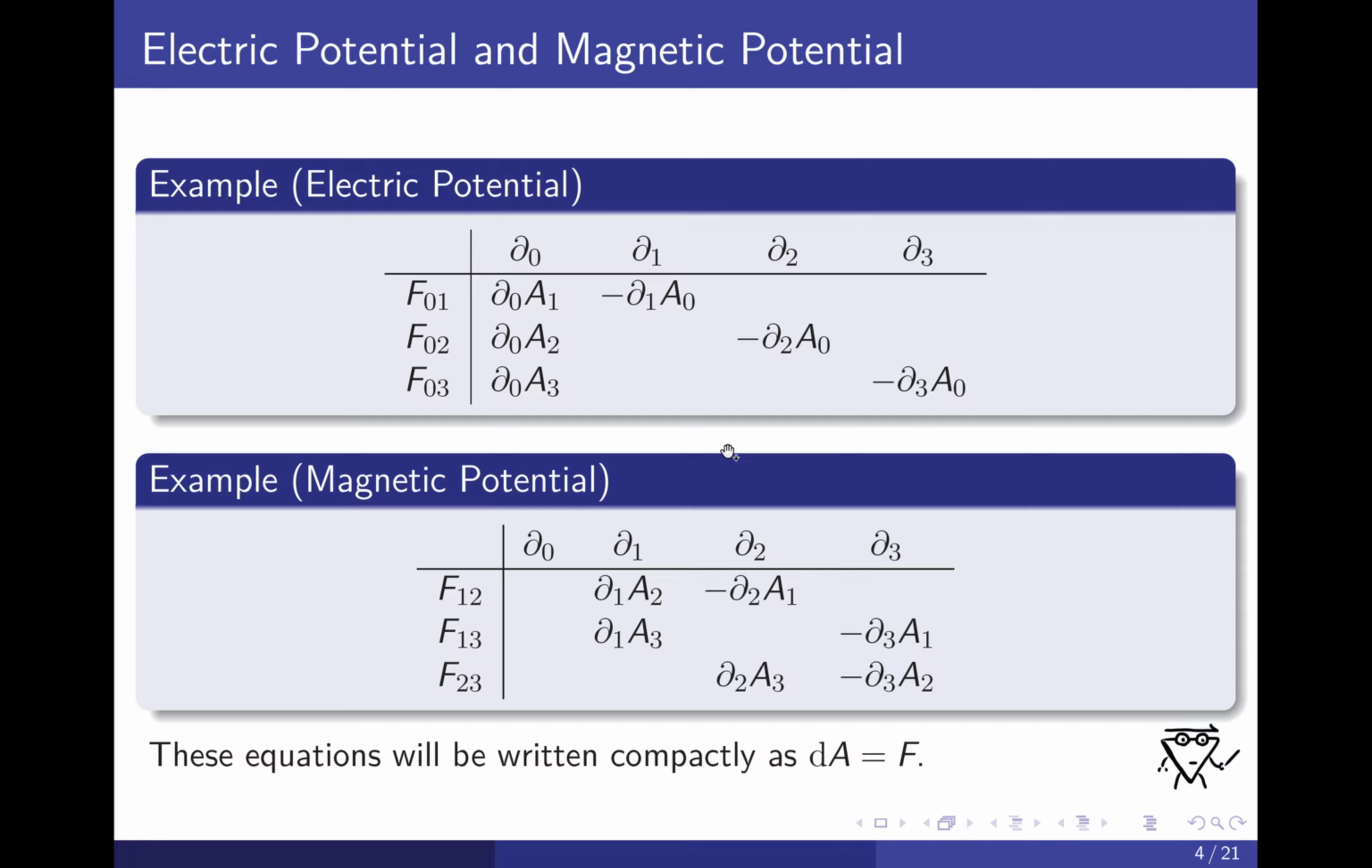Here, for the electric field, we see that it is the sum of two parts. The first part is the time derivative of the magnetic potential, and the second part is the gradient of the electric potential. For the second equation, for the magnetic potential, simply its curl is the magnetic flux density.